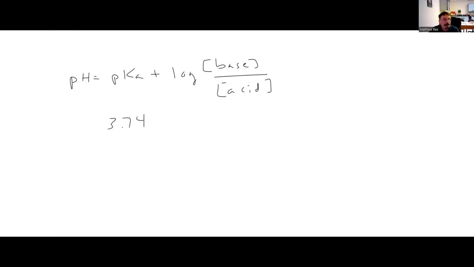Henderson-Hasselbalch equation is the pH equals the pKa plus the log of the concentration of the base over the acid. We're told that the pKa is 3.74. We're also told that the pH is 3. So the pH is lower than the pKa.